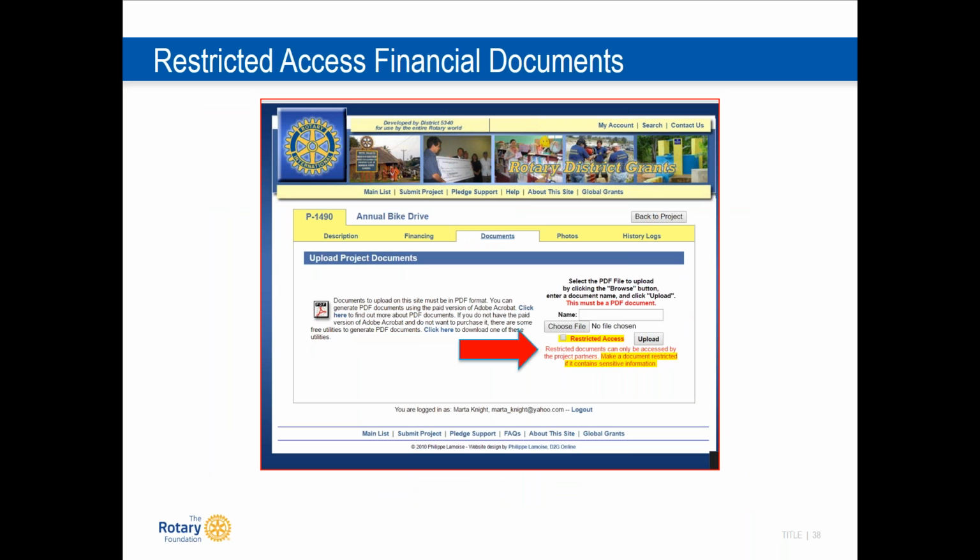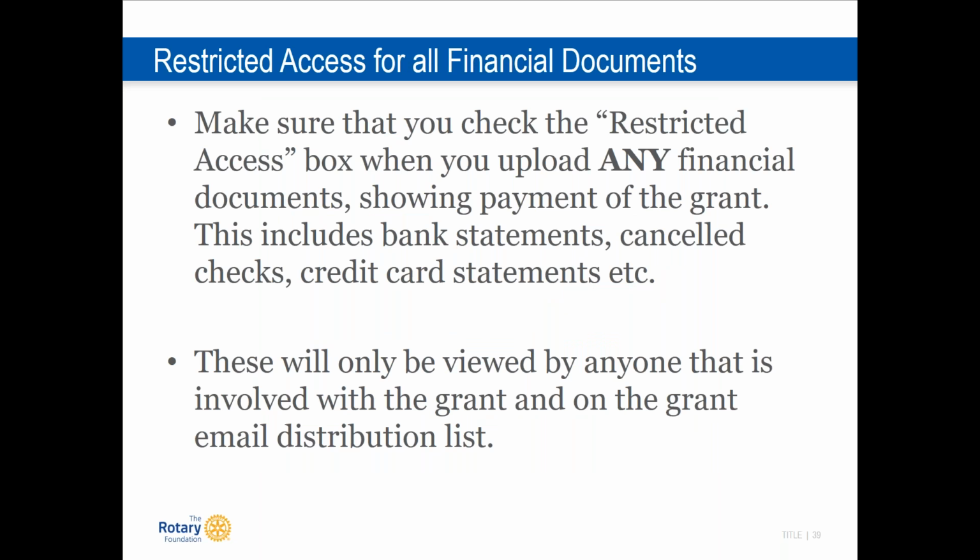Next thing is anything financial. Please, please, please click restricted access. And these documents can only be accessed by project partners. So make sure that any document that is a bank statement, a canceled check, credit card statements, anything financial, that you click restricted access. And again, this will only be viewed by anyone that is involved with the grant and on the grant email distribution list.